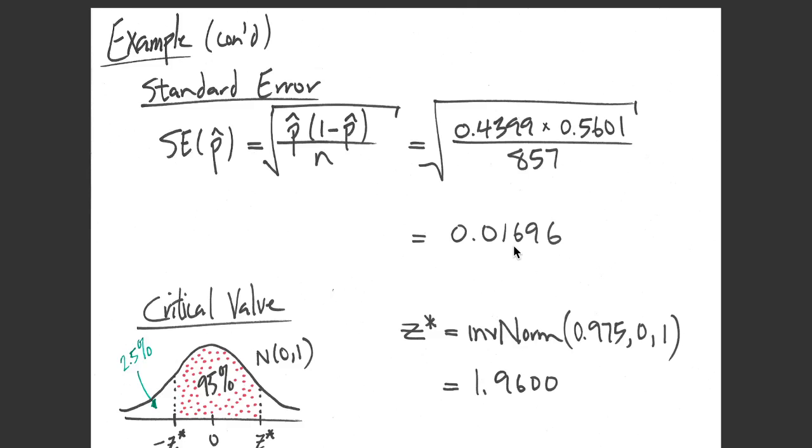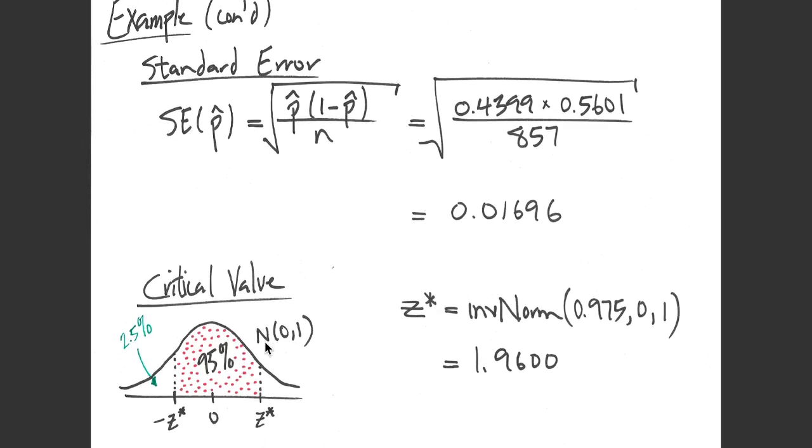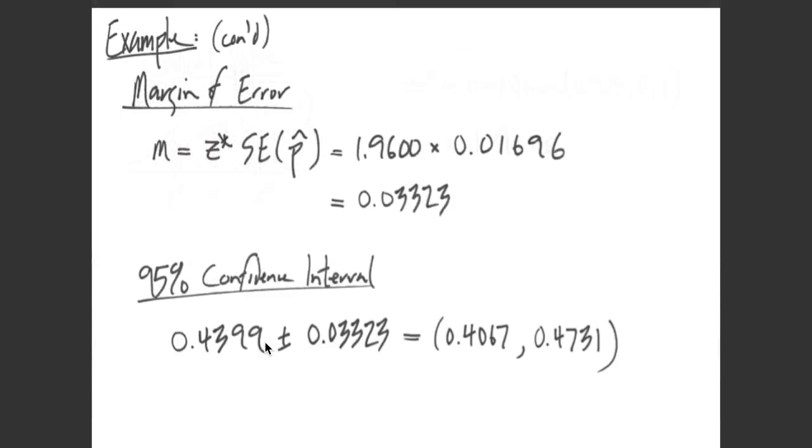Then we compute the critical value. Our confidence level was 95%, so we're looking for this upper bound of the middle 95% of the standard normal distribution. Remember, the critical value for a confidence interval for a proportion is a z star value. It comes from the standard normal distribution. So in the usual way, we find this is the inverse norm of 0.975, and that turns out to be 1.9600, again, rounded to 4 places.